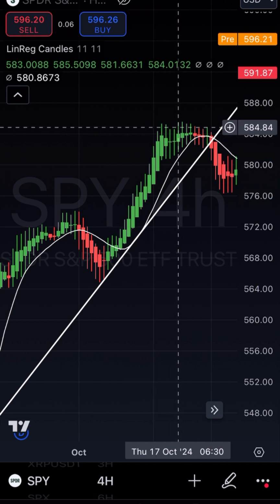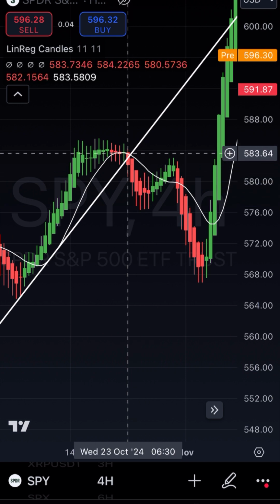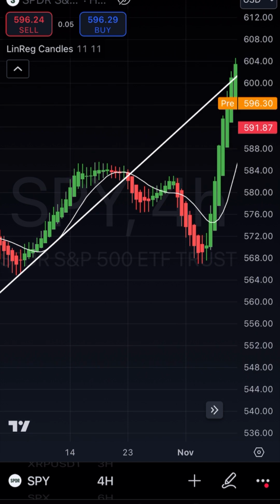right here. It still bounces up, but then right here it rejects it. So right here you could have come in and to break a structure at this point.